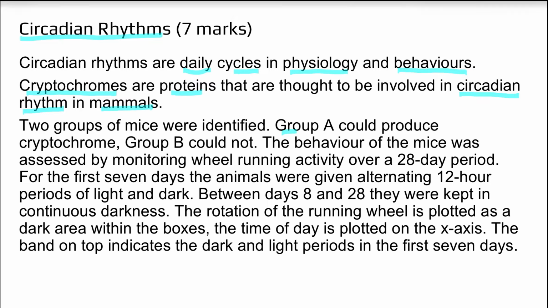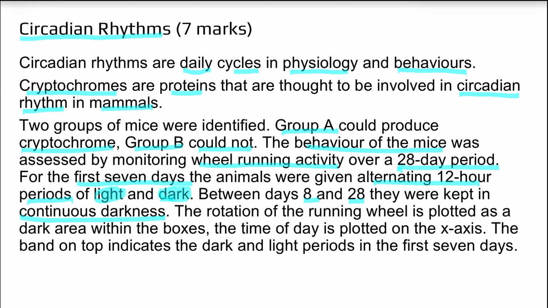So there are two groups identified. Group A produce cryptochrome, while B don't produce it. The behavior in mice was assessed through the wheel running activity for 28 days. The first 7 days were given alternating 12 hour periods of light and dark. So there are two variables given, light and dark. Between 8 to 28 days, they were kept in continuous darkness.